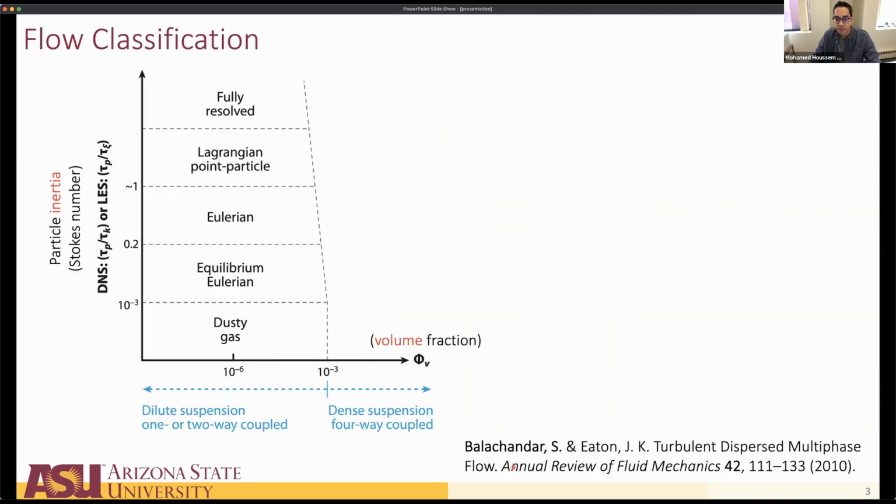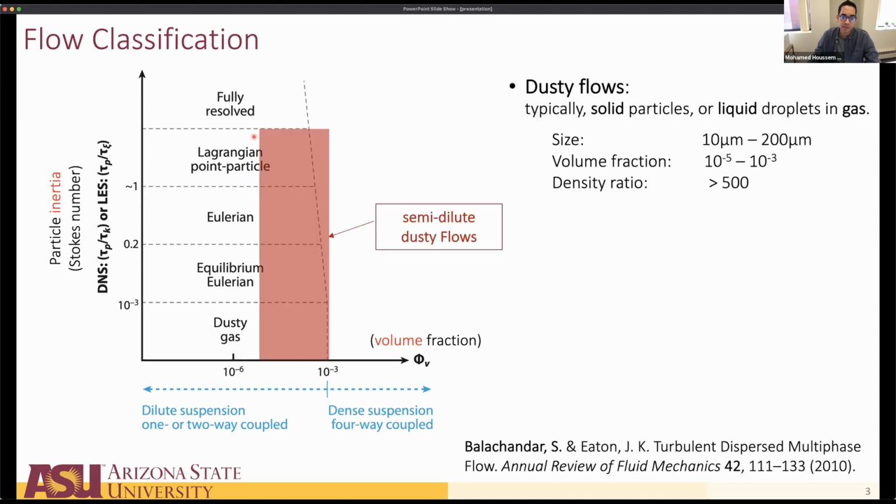Balachandar and Eaton wrote this seminal annual review where they have this figure on flow classification. So particle-laden flows really span different regimes and require different numerical approaches. What I want to focus on today is the so-called semi-dilute dusty flows. This happens when you typically have solid particles or liquid droplets in a gas. The particles can have a wide range of sizes, going from 10 micron to 200, maybe 500 micron.